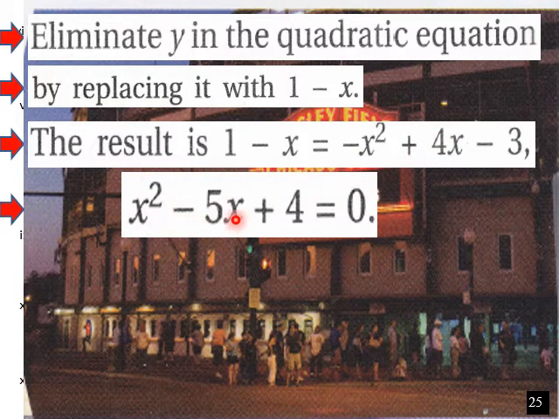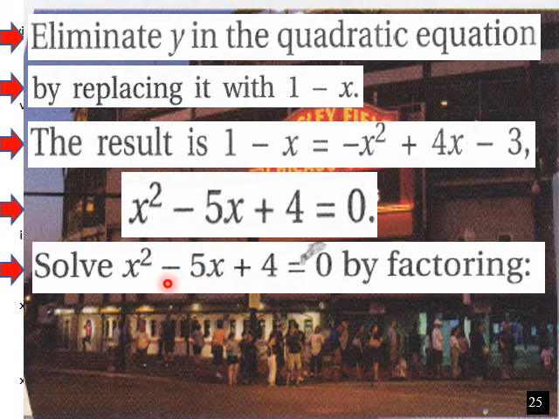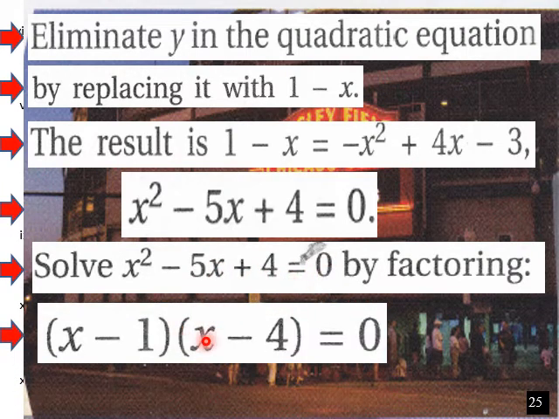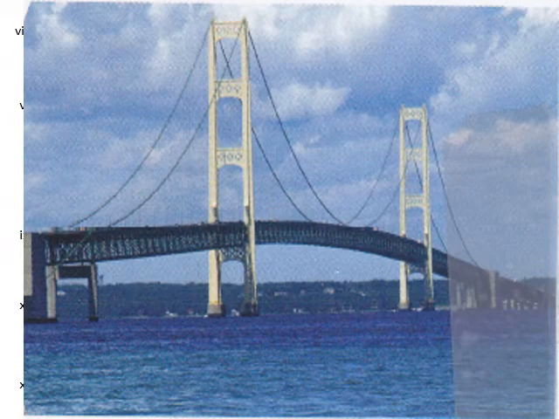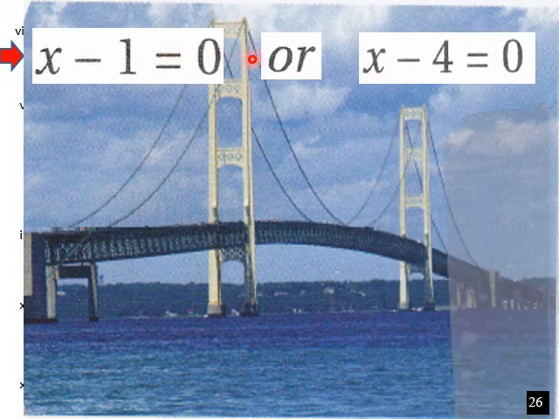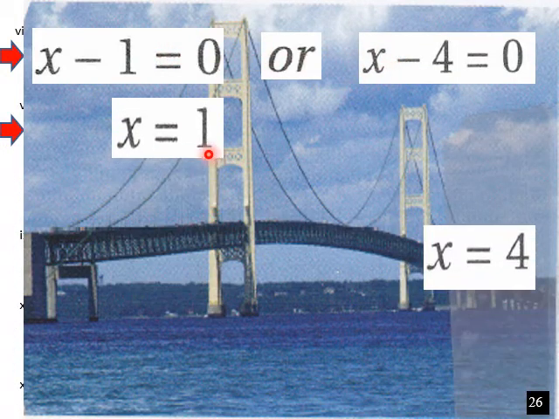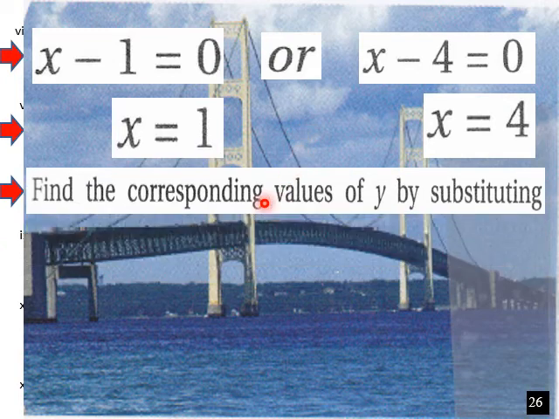This gives x squared minus 5x plus 4 equals 0. Solve x squared minus 5x plus 4 equals 0 by factoring. x minus 1 times x minus 4 equals 0. So x minus 1 equals 0 or x minus 4 equals 0, so x equals 1 or x equals 4.